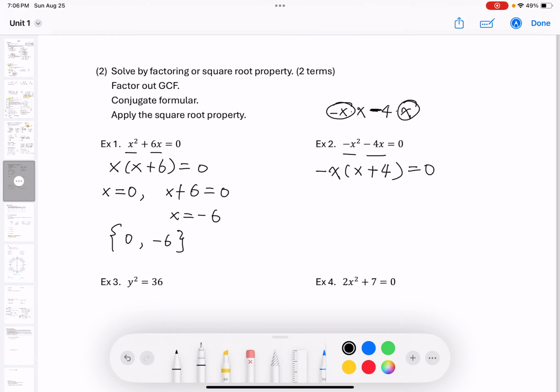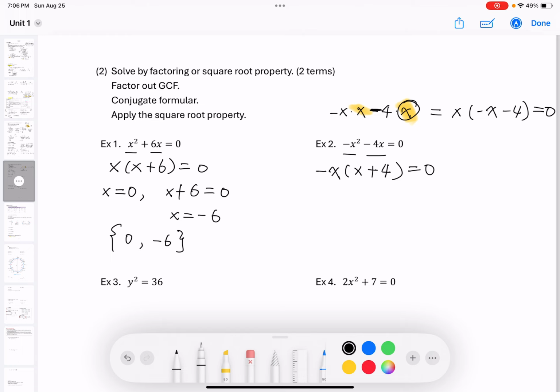Some of you say, teacher, can I factor out the x because I feel that x is my GCF? Yes, you can. You also can do this. So you can also factor out the x. Left over is negative x minus 4. Then you get the same solution. Don't worry.